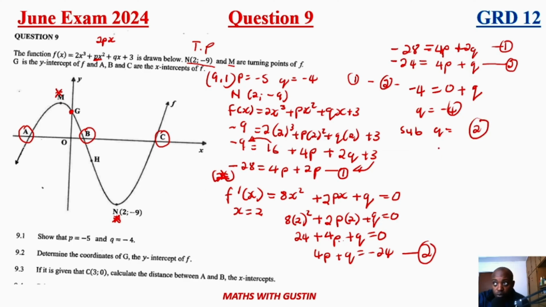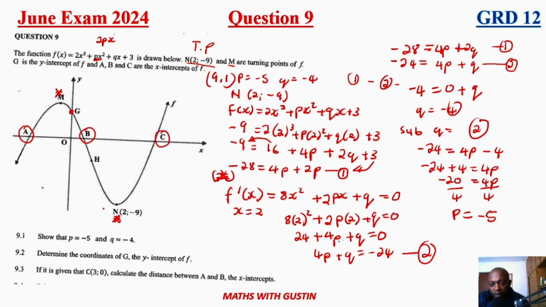There you go. So now in this case, we're just going to say negative 24 is equal to 4p negative 4. Then take 4 to the other side, it is going to be negative 24 plus 4 is equal to 4p, which gives us negative 20 is equal to 4p. Then you divide everything by 4. In this case, p will be equal to negative 5. Okay, then you have successfully proven that p is equal to negative 5, and then q is equal to negative 4.